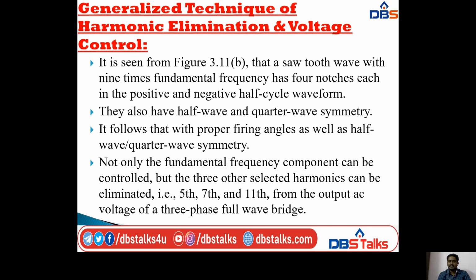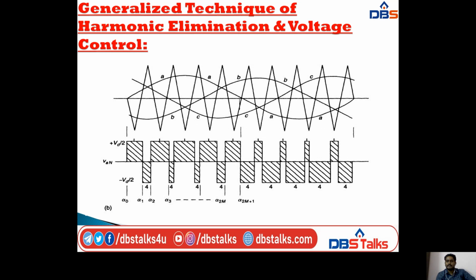It is seen from the previous diagram that a sawtooth wave with 9 times the fundamental frequency has 4 notches each in the positive and negative half cycle waveform. If you observe the diagram, you will understand. Here I am taking a sawtooth wave, with 4 notches on the positive side and 4 notches on the negative side.